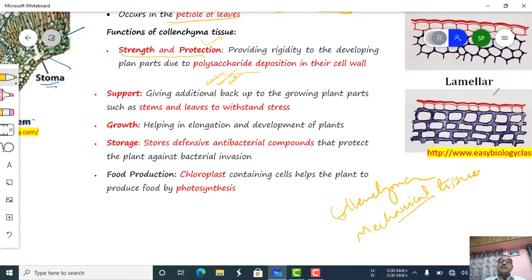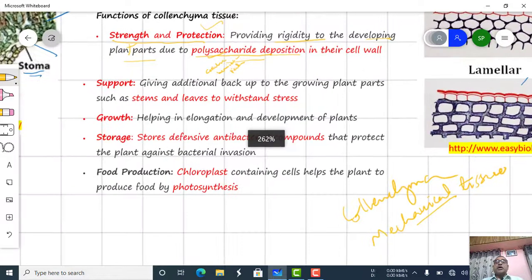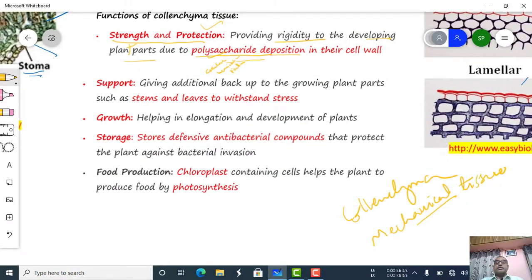It provides rigidity to the developing plant part due to the polysaccharide deposition in their cell wall. Which are the polysaccharides? Cellulose, hemicellulose, pectin. These are carbohydrate substances. So these are the polysaccharide deposits, and due to the deposition of such substances, this collenchyma provides rigidity to the plant.